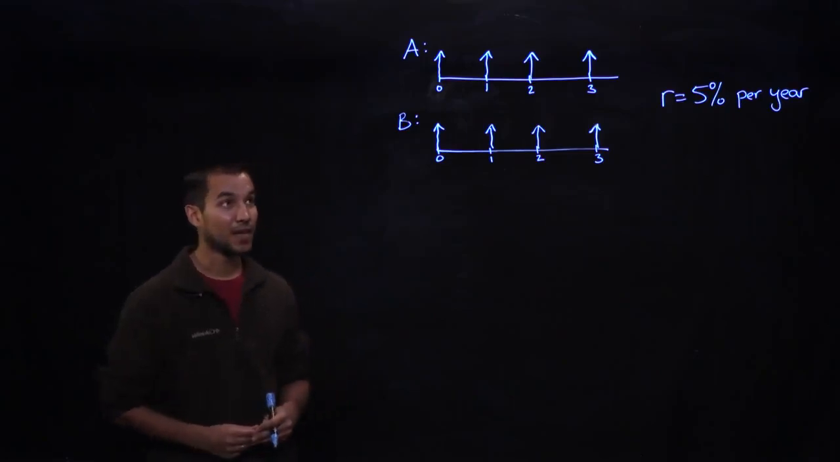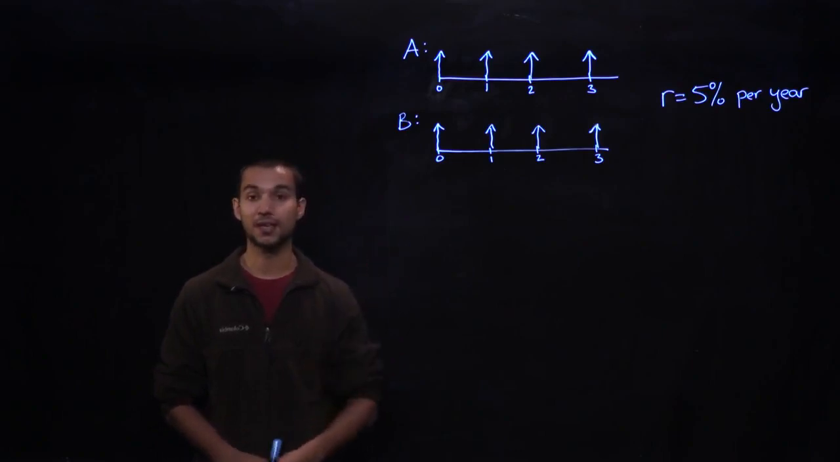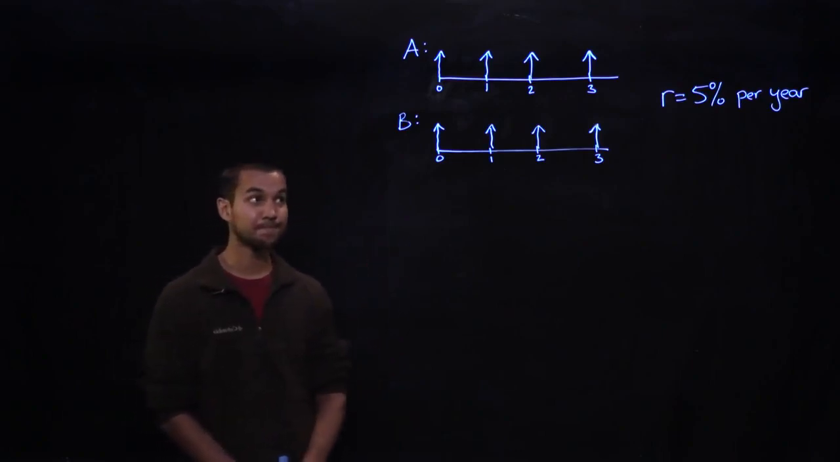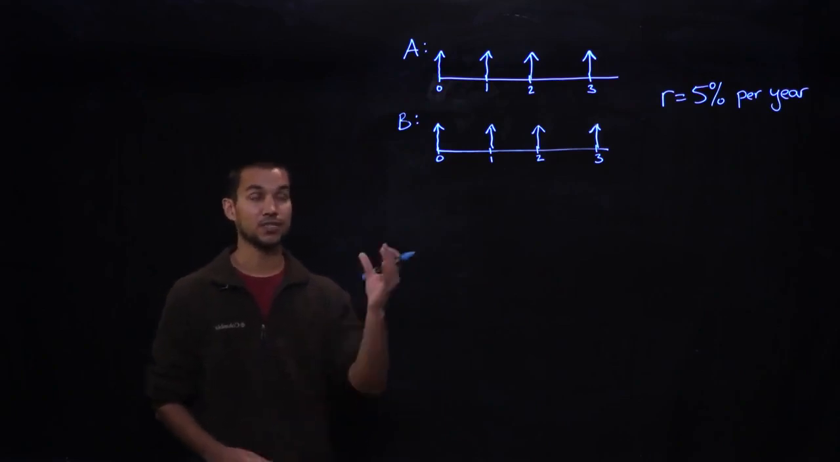In this problem, a drug company has developed a flu vaccine and they're deciding between two different strategies, strategy A and strategy B, for full-scale development.